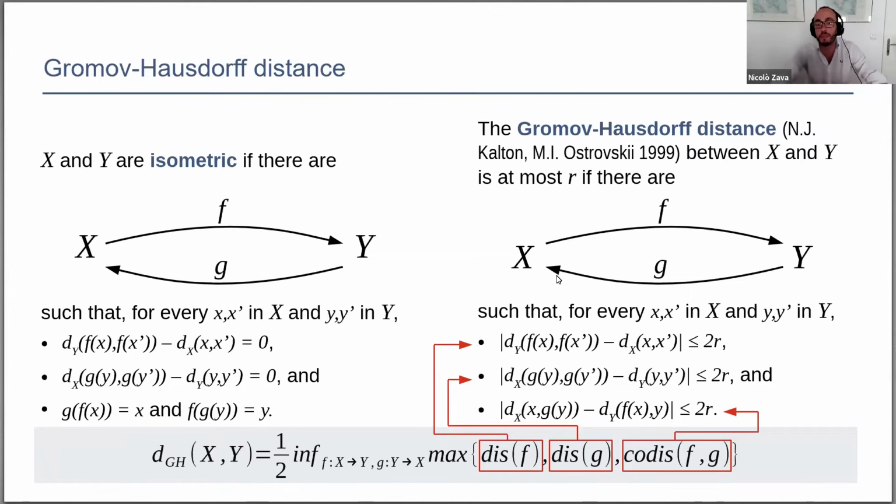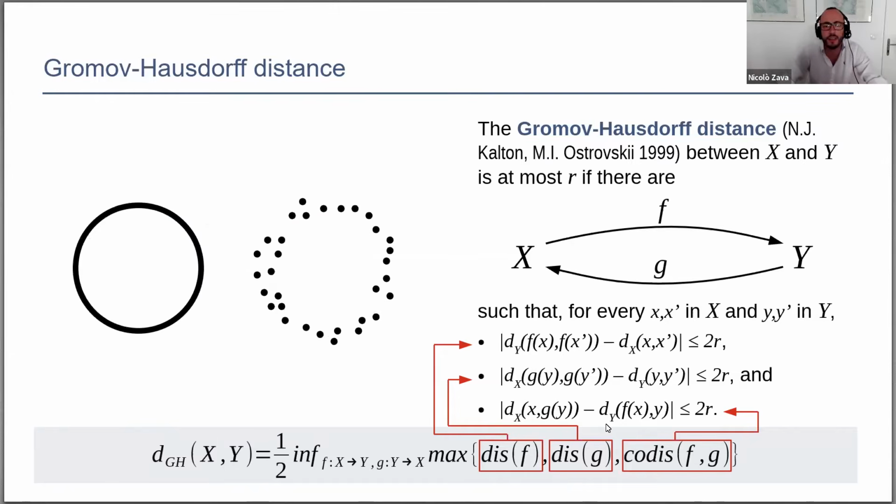So you can rewrite the Gromov-Hausdorff distance as 1/2 of the infimum over the set of all functions from X to Y and Y to X of the maximum of the following three values: the distortion of f, which is the supremum over all x and x prime in X of the difference between the distances of the images and the original distances. The same thing for the distortion of g, and then the co-distortion, which is the mixing factor whose idea I sketched before.